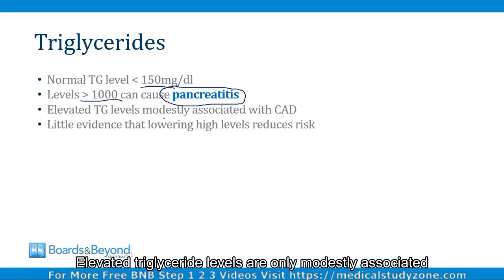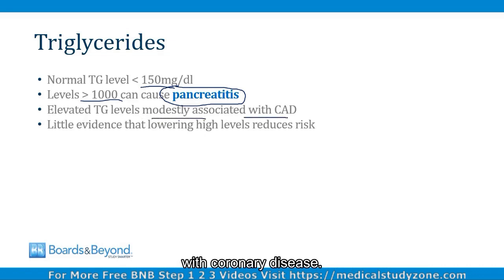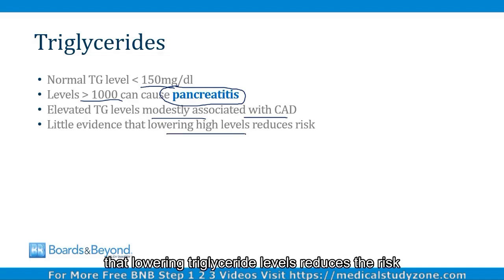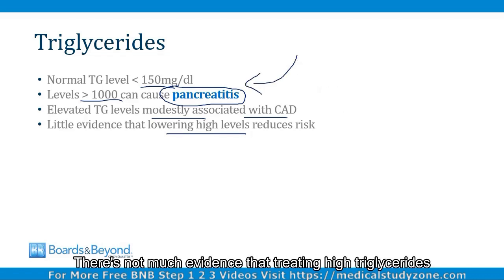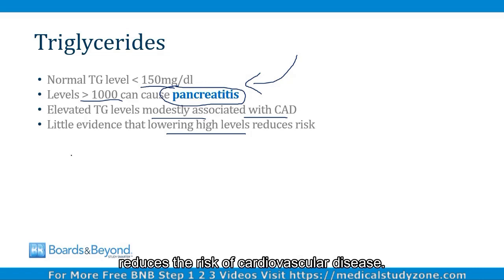Elevated triglyceride levels are only modestly associated with coronary disease, and there really isn't any good evidence that lowering triglyceride levels reduces the risk of coronary disease. So mainly when you're taking care of a patient and the triglycerides are high, the reason you're going to treat that patient is to prevent pancreatitis. There's not much evidence that treating high triglycerides reduces the risk of cardiovascular disease.